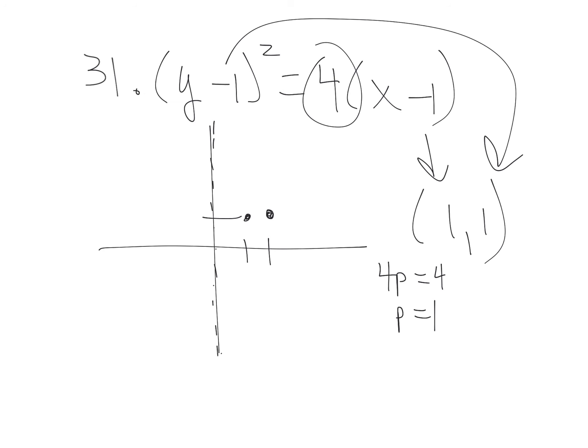We also know a length of p. 4p is 4, so that means our LR is 4 altogether. So from our focus, we're going to go down 2 and then up 2. And our parabola is going to look like that. And then you can obviously match it up with A, B, C, or D. That looks like C in the book.